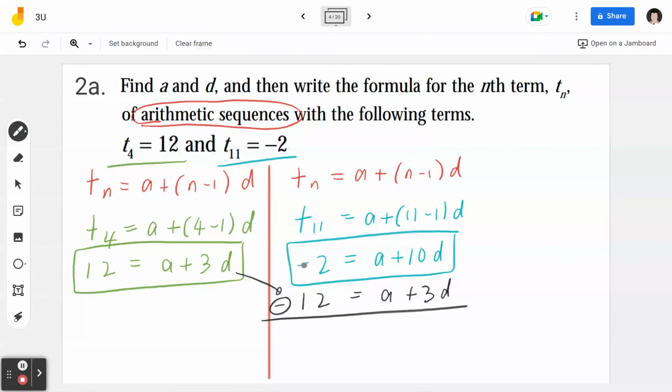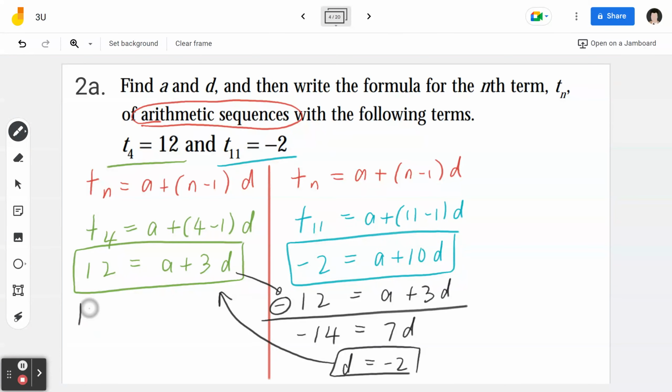And of course, what you can do is you can subtract. When we solve by elimination, a minus a becomes 0. Again, on the left-hand side, negative 2 minus 12 is negative 14. On the right, you have 10 minus 3, which is 7, times d. The opposite of multiplying by 7 is to divide by 7. So d is going to be negative 14 divided by 7, negative 2. I go back, I'm going to solve for a. Again, 12 equals a plus 3 times negative 2. So hope you can connect this. 3 times negative 2 is negative 6. Bring it to the other side. 6 plus 12 is going to be 18, just like that.